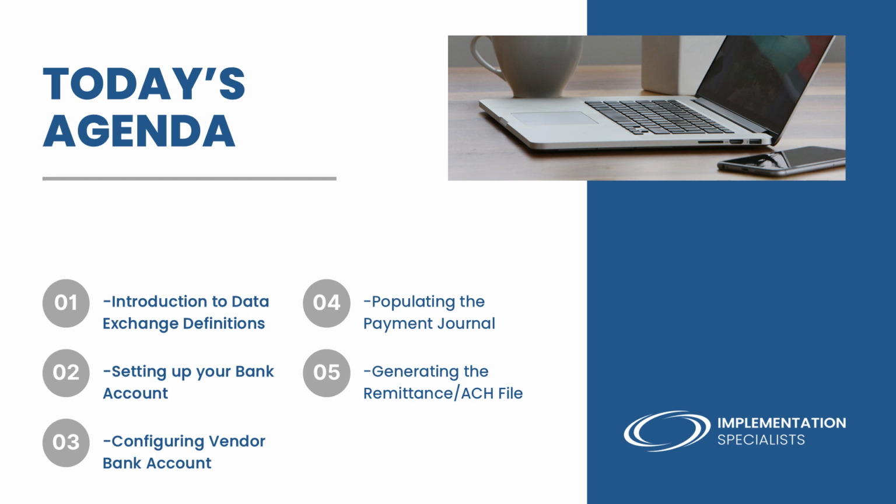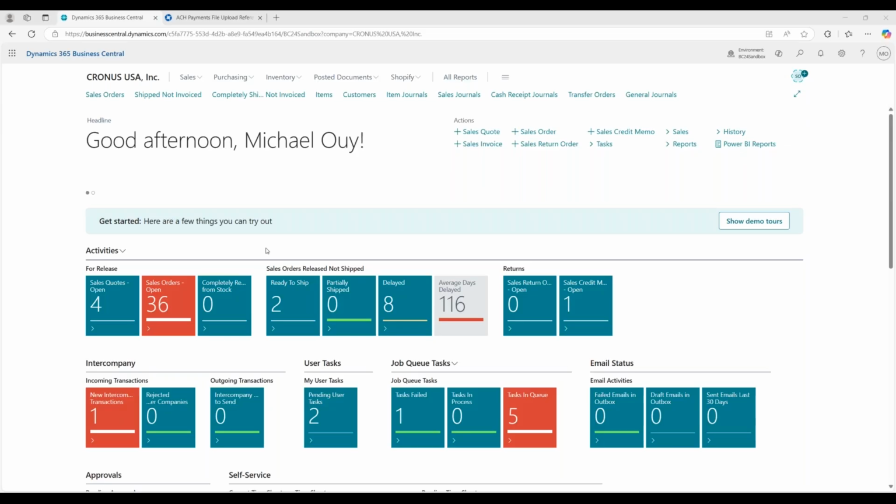We'll go through setting up your bank export code. That code will be configured and then attached to your bank account in Business Central to drive that generation of your ACH file. And then there are a couple important fields within your bank account, which I'll walk through as well. And then lastly, the setup is to set up your vendor's bank account information. So we'll go through that very quickly as well. And then we'll go ahead and end off actually populating your payment journal and generating your remittance and ACH file.